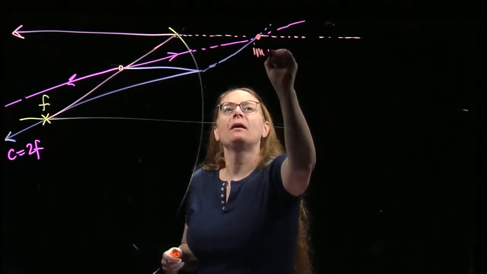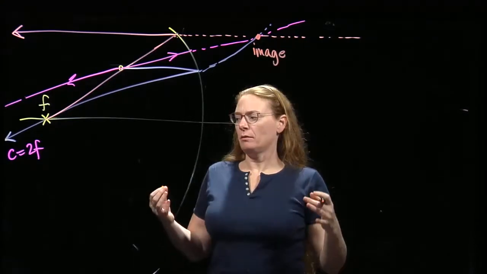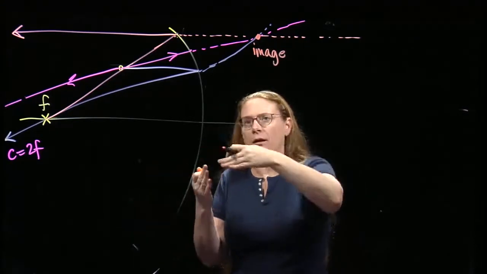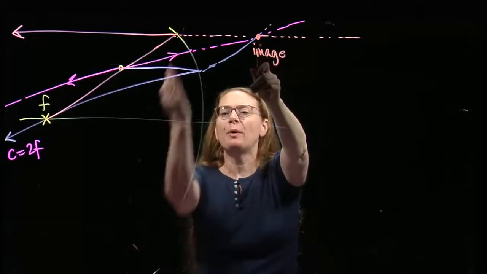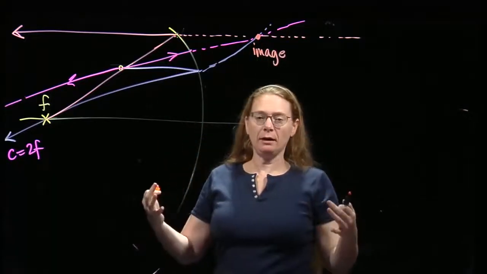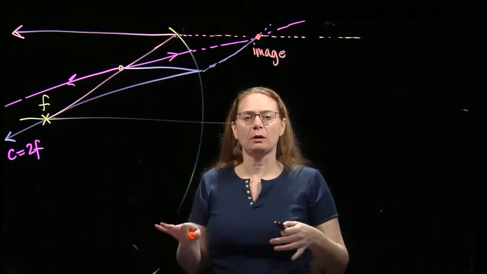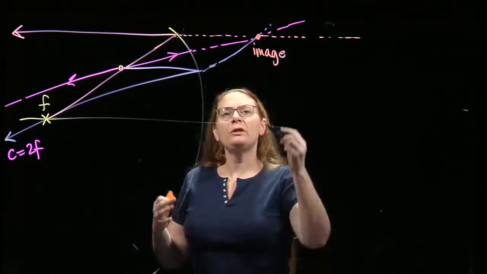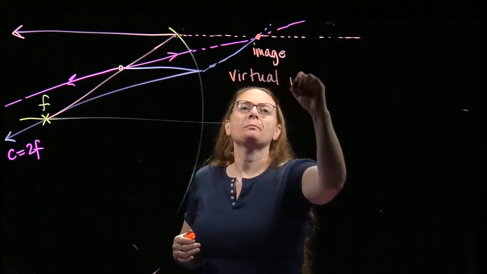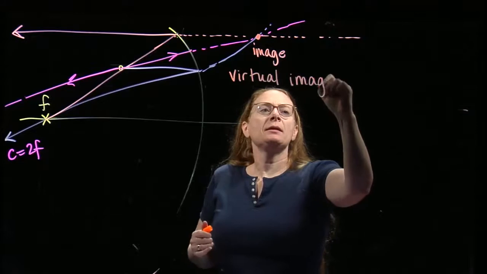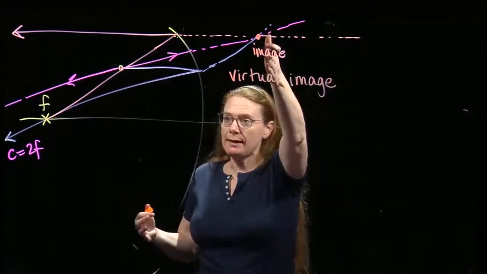So where these three lines meet up, right here, that's where our image would be formed. But the light rays aren't actually there. The light rays don't converge there. If I put a screen or a piece of paper or a card behind the mirror, could I see the light rays on the mirror? Of course not. It's behind the mirror. And so we call this a virtual image because it doesn't exist in reality. You can't put a piece of paper there and see it.